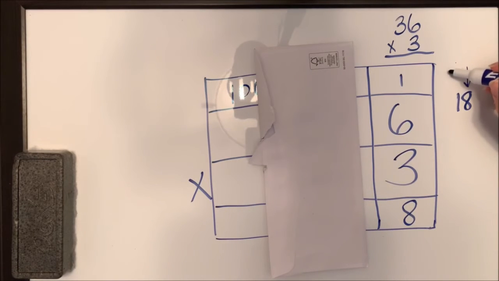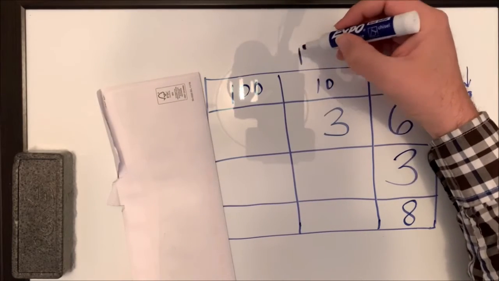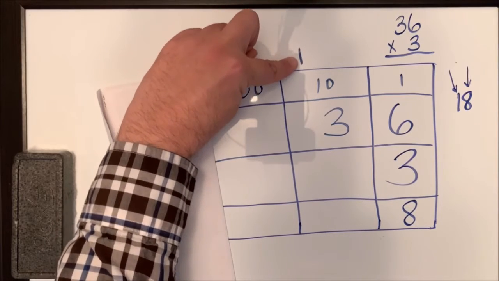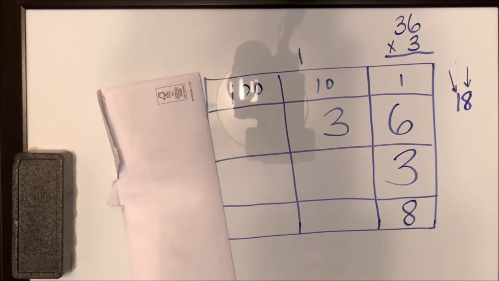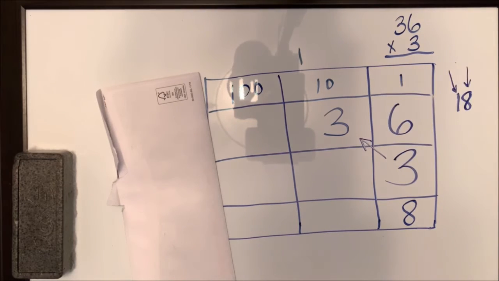And then in my tens column, I have 1 group of 10. So I'm going to add that up here, just like we did with addition. So I have my 1 group of 10 sitting on top. I can't forget about that group of 10. Now I'm going to multiply this way.